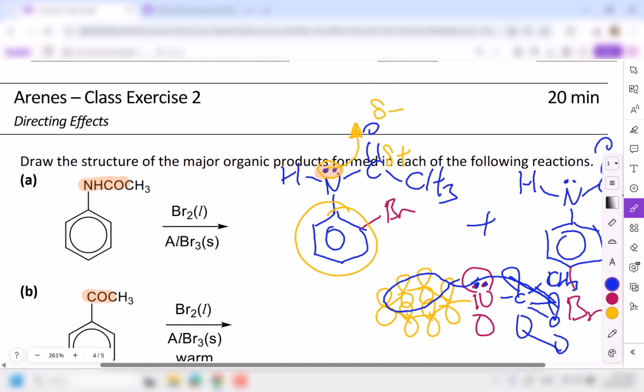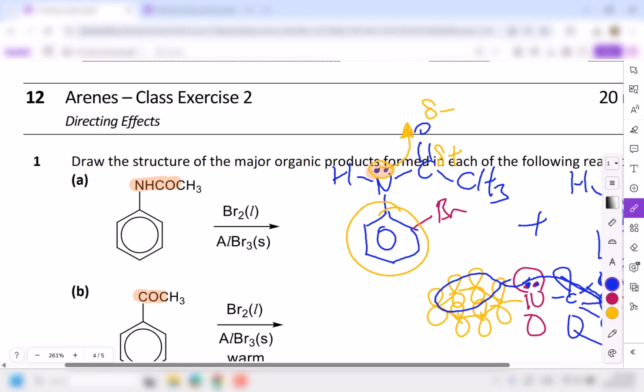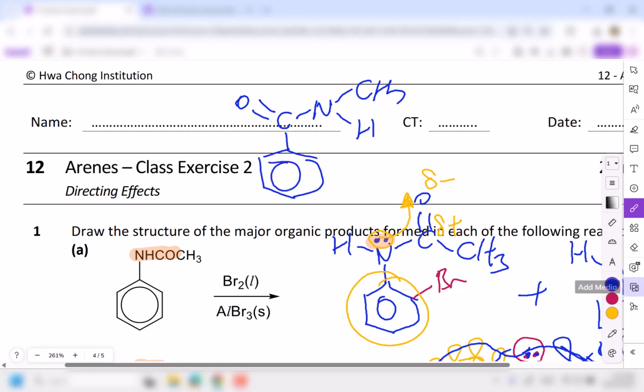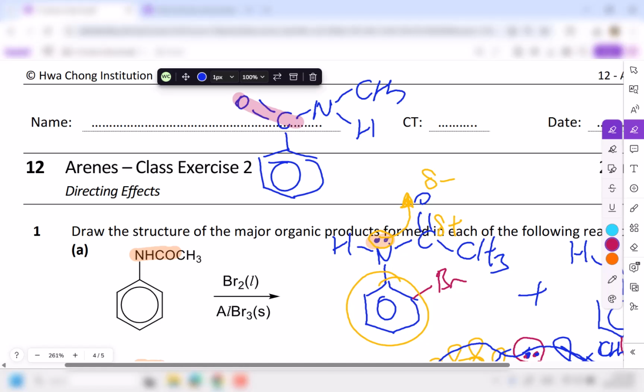What's going to happen if the phenyl ring is bonded to carbon instead? So if it's the other way around, for CO and CH3, for example, I have a phenyl ring, right? So by and large, we're going to expect this to have the same answer as part B.